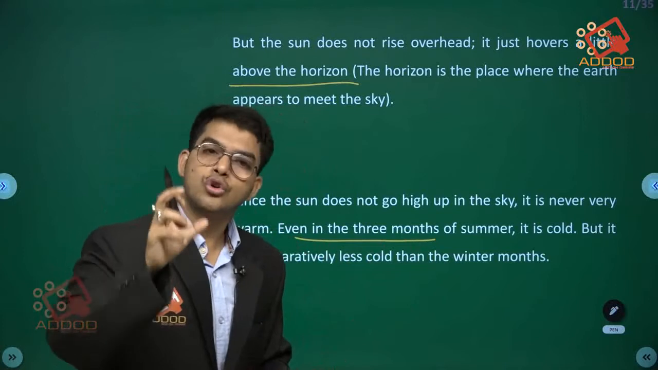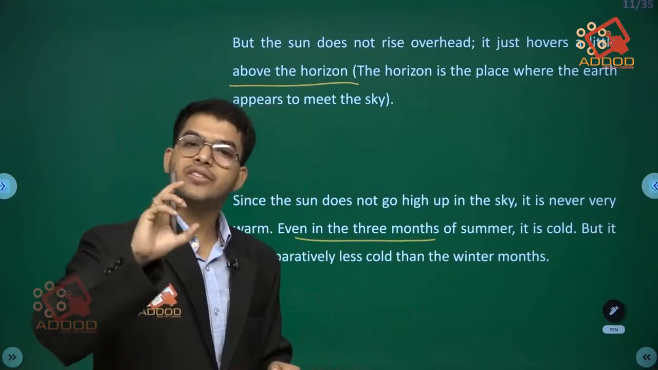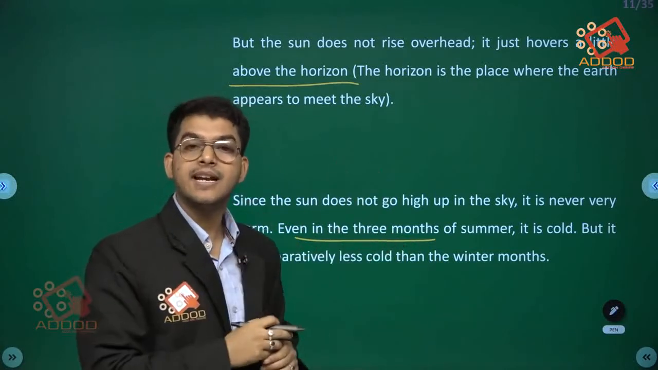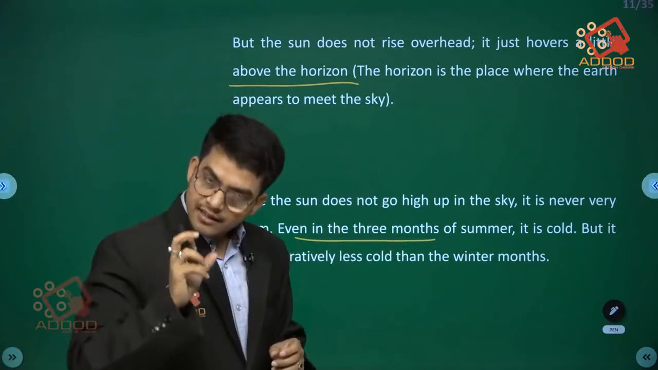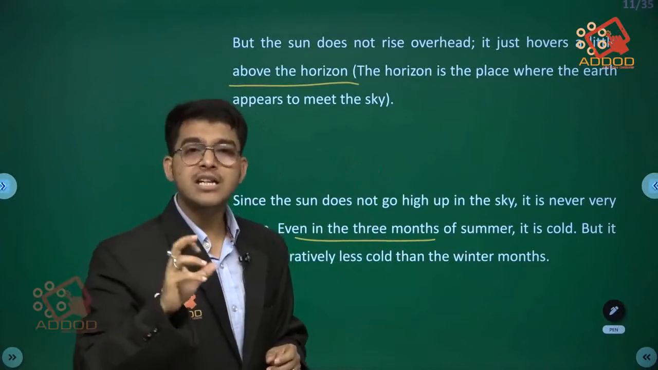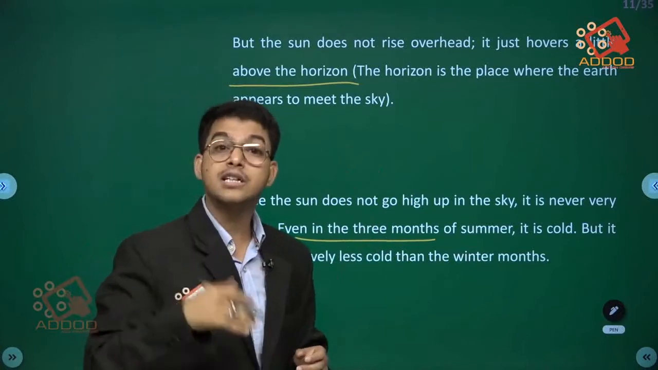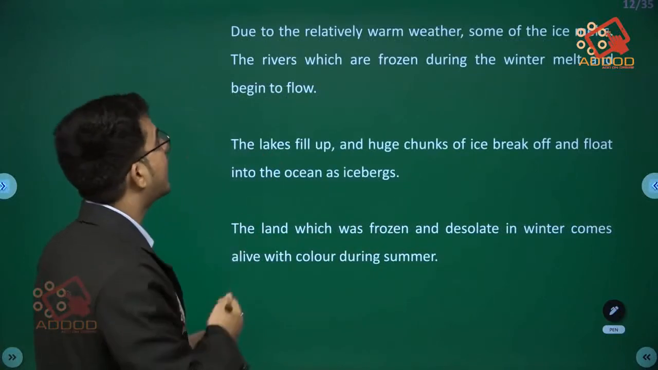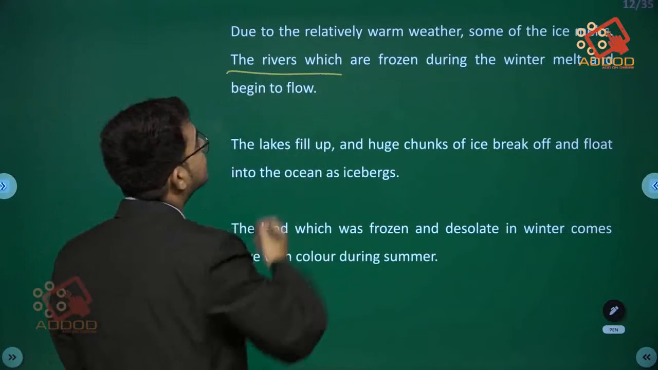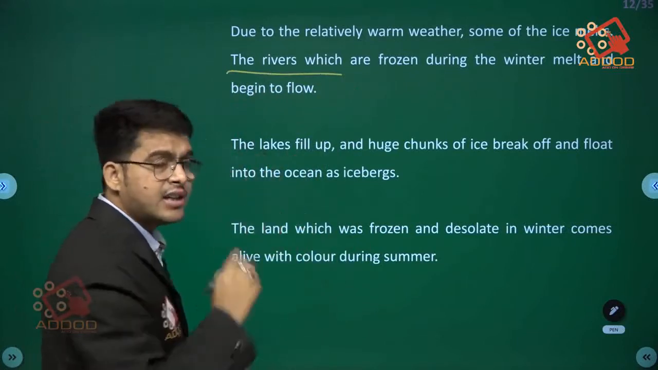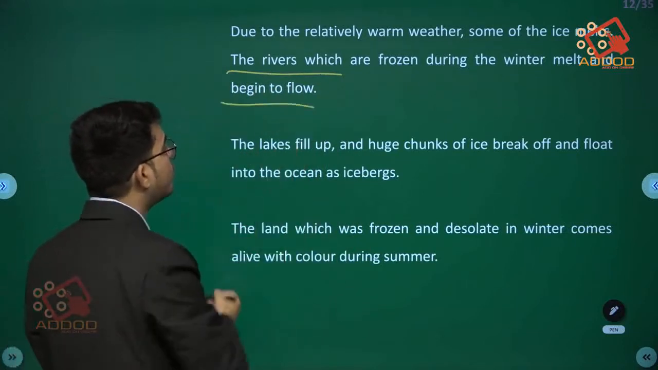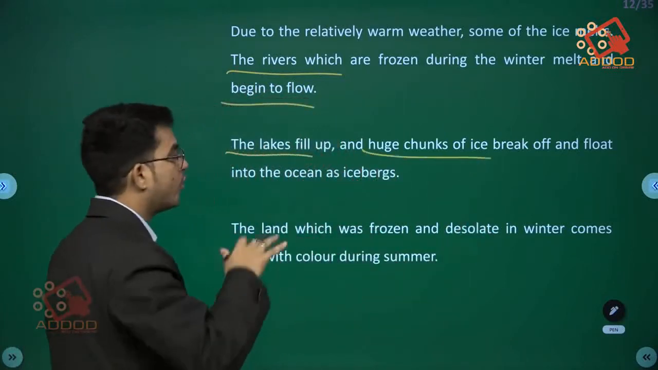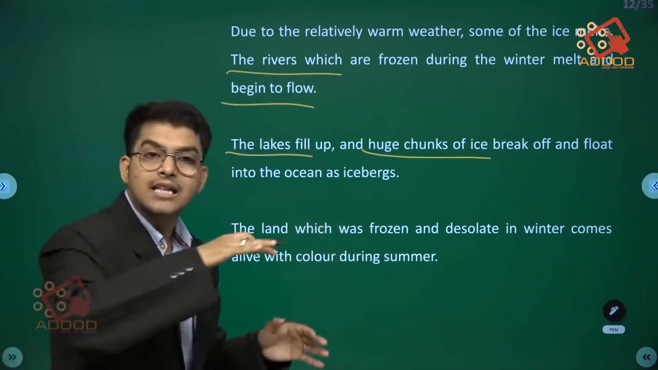In all three months of dark, it is very cold. In all three months of sunlight, it is cold, but comparatively a little less cold. Still, for us, it is extremely cold. Due to the relatively warm weather, some of the ice melts. The rivers which are frozen during the winter melt and begin to flow. The lakes fill up and huge chunks of ice break off and float into the ocean as icebergs.